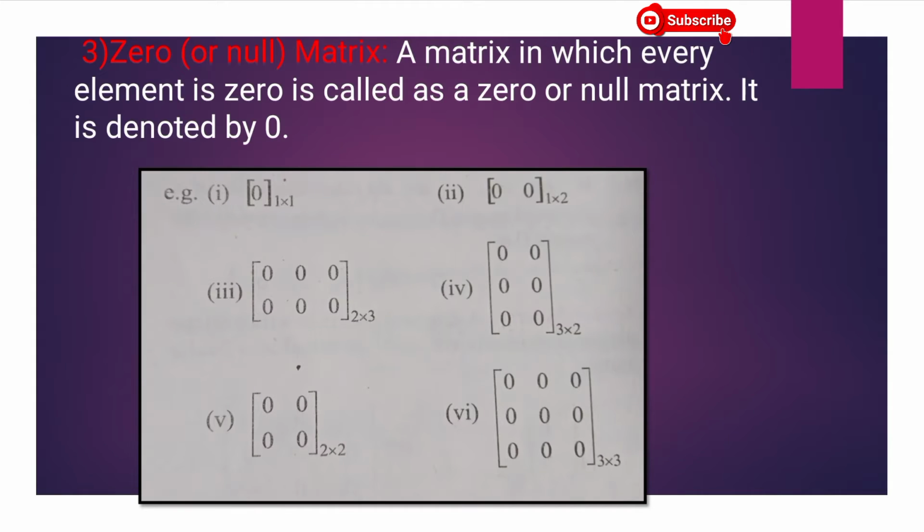Third type is zero or null matrix. A matrix in which every element is zero is called a zero or null matrix. It is denoted by zero, means जिस मैट्रिक्स में all the elements are zero रहेंगे तब उस मैट्रिक्स को हम zero मैट्रिक्स कहेंगे. This is the following example.